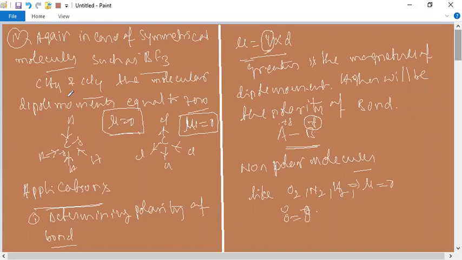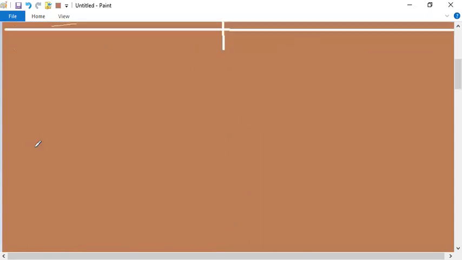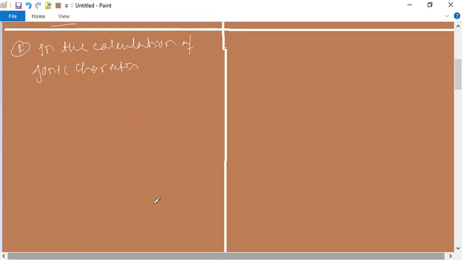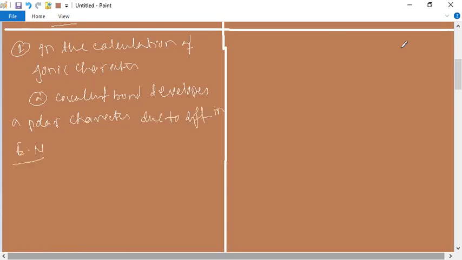Next is the calculation of ionic character. Second application: in the calculation of ionic character you can also use this. How? A covalent bond develops a polar character due to the difference in the electronegativity of the atoms forming the bond. Next is the electronegative atom forming the bond.